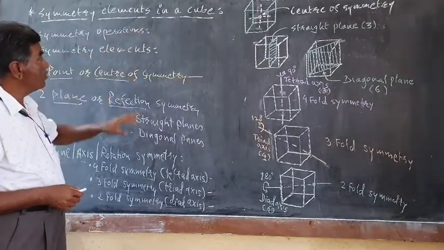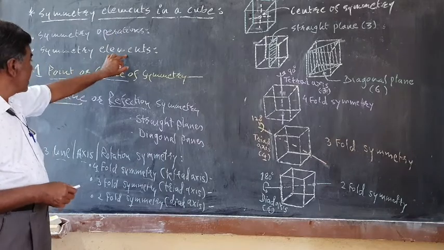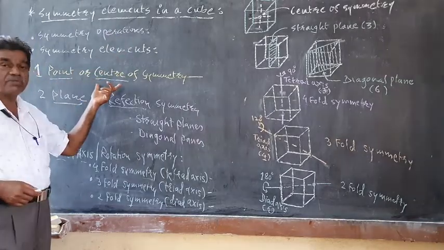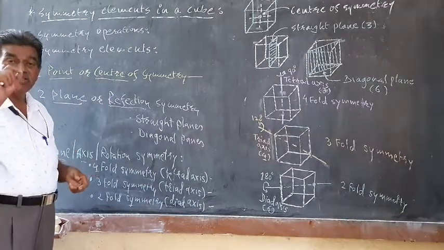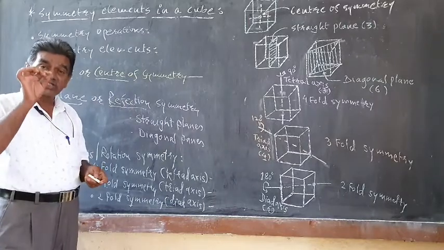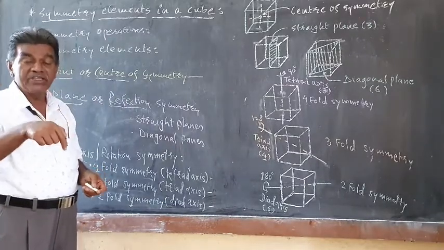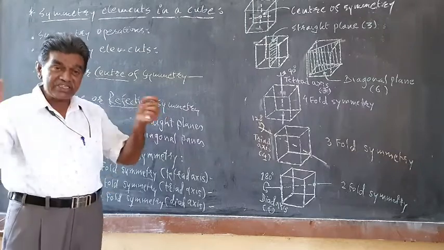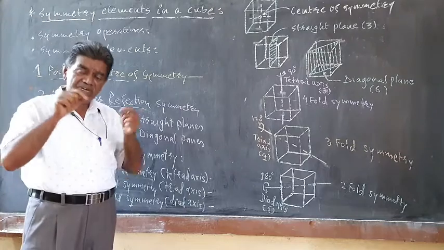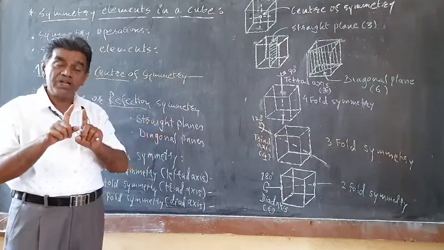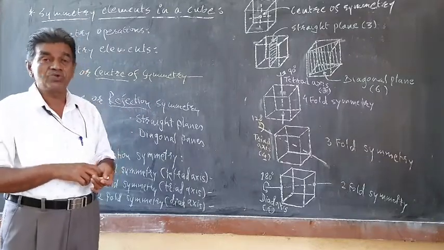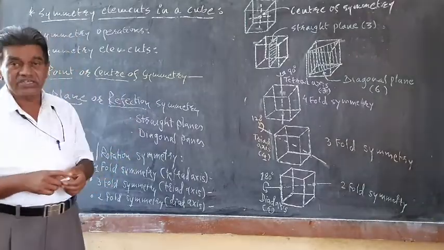In order to find them, we will use these two definitions, and now we will see what the point or center of symmetry is. It is a point in the unit cell or crystal such that any line drawn through it meets the surface of the crystal at equal distances on either side of that point. Such a point is known as the point symmetry or the center of symmetry.